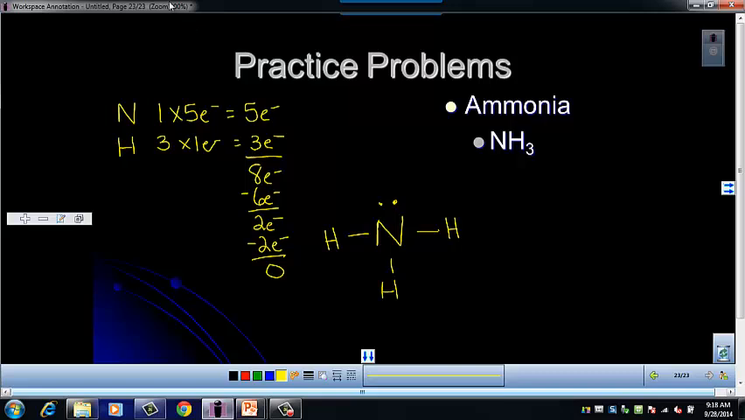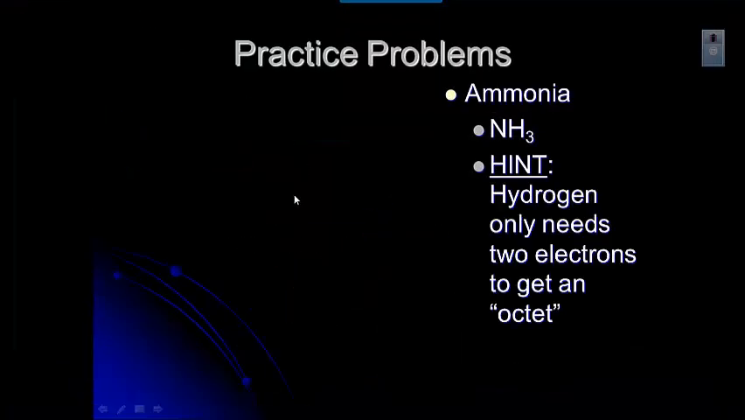Let's check for our hint. So here you want to write down that hydrogen only needs 2 electrons to get an octet. Let's try another one.